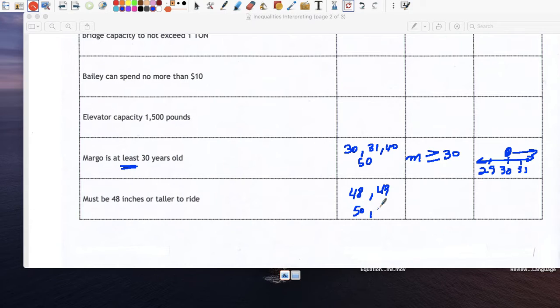If you're 50 inches, yes. If you're 70 inches, yes. So you have to be 48 inches or higher. So your height, you can use height or H for height. If you want to go on the ride, your height has to be greater than or equal to 48. So 48, 49, 47. Shade, because you can be 48 or greater.